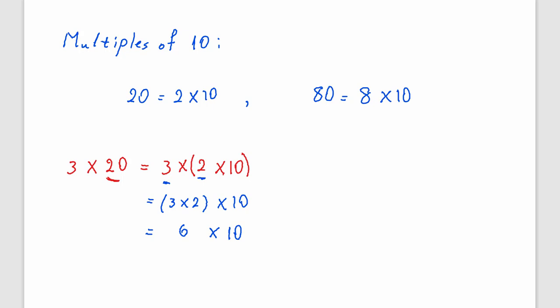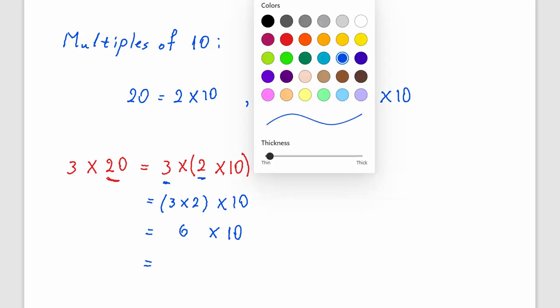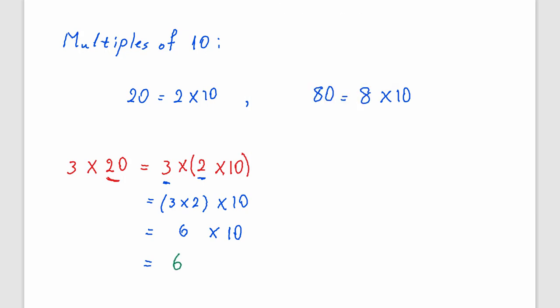And when we multiply by 10, just put a 0 to the right of the number that you have. Just write the number 6 as it is, and after that, put 0 to the right.